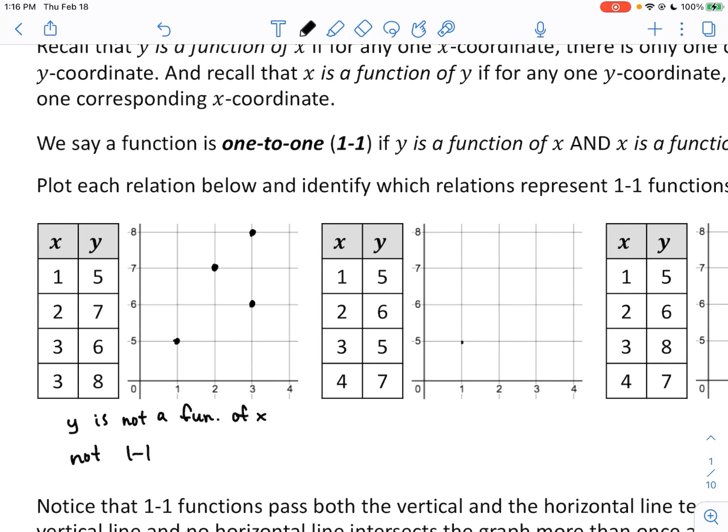Next example, we have (1, 5) again, (2, 6), (3, 5), and (4, 7). Okay, so this graph does pass the vertical line test, but it's going to fail the horizontal line test, right? If you draw a horizontal line and scan your graph with it, we have a horizontal line intersecting twice, meaning that if we try to think of x as a function of y going backwards in the table, we have 5 yielding multiple outputs.